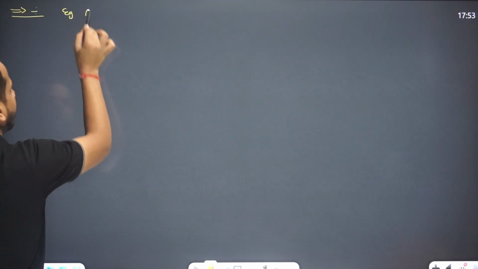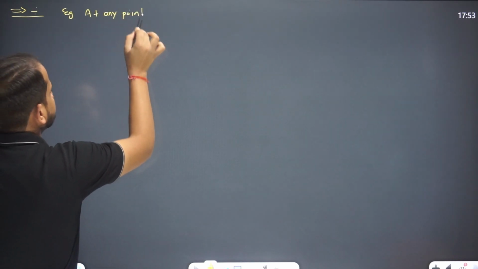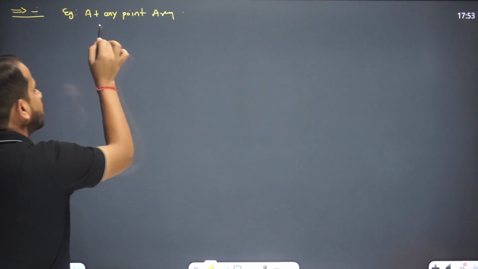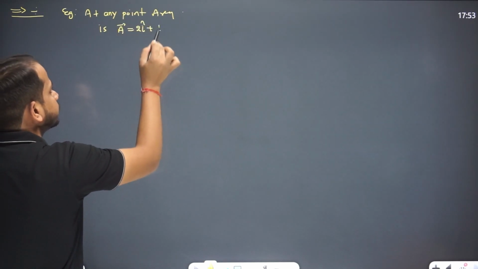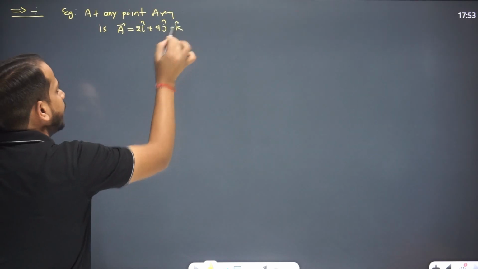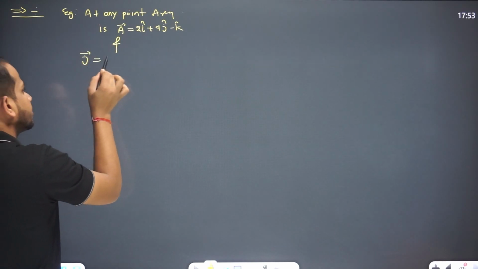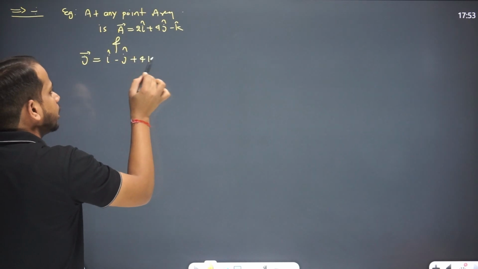Now let's see here. It is given that at any point the area is A equals 2i cap plus 4j cap minus k cap, and J is given as i cap minus j cap plus 4k cap, right?